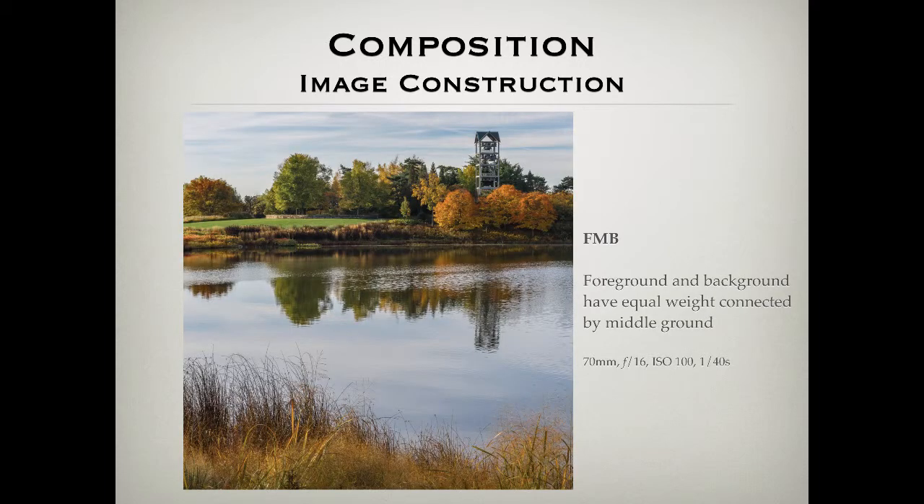Here's an example of a foreground and middle ground. The foreground is the grasses in the front. The middle ground is the pond, and then the island across is the background. So this gives us a sense of depth as it leads our eye across and through the photograph to the bell tower on that.